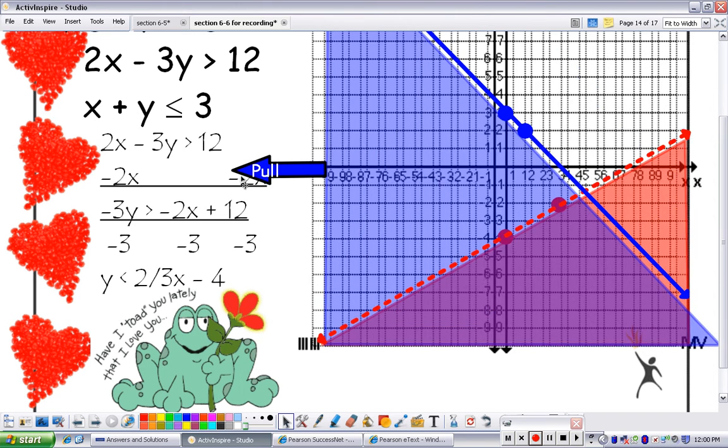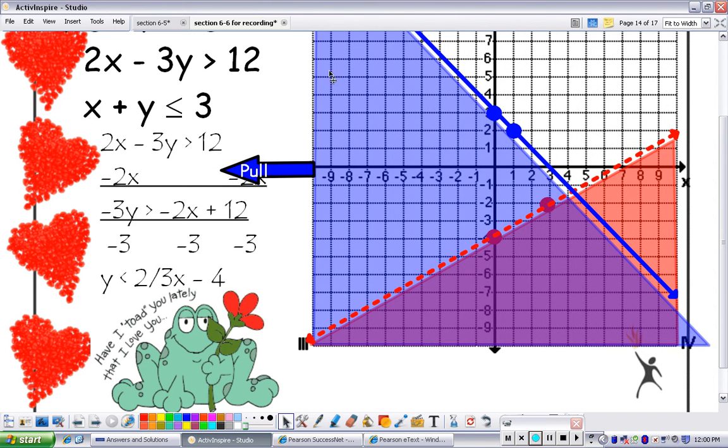So when we graph this one, we have a negative 4. From there, we go up 2 and over 3, our second dot, connect with a dotted line because it is not underlined, and we shade underneath the line.